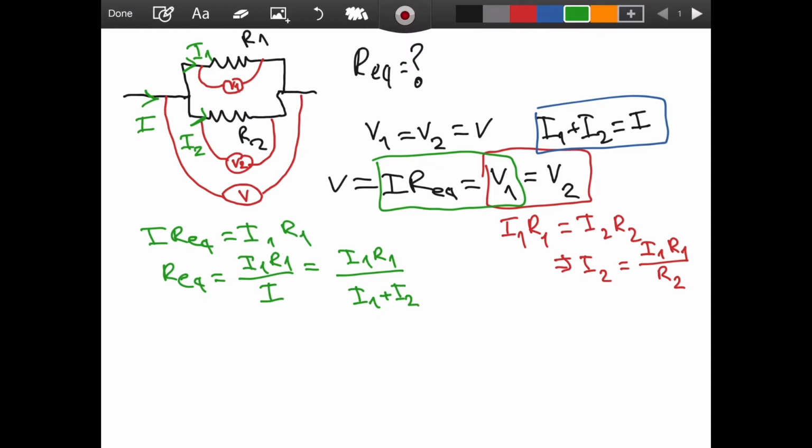And look at what we have. We also have an expression for I2, right? It is the equation that we found in red, this one. So let's substitute that one as well. So instead of I2, I am writing I1 times R1 divided by R2. Well, let's add the two terms in the denominator. So we need to make their denominators the same.